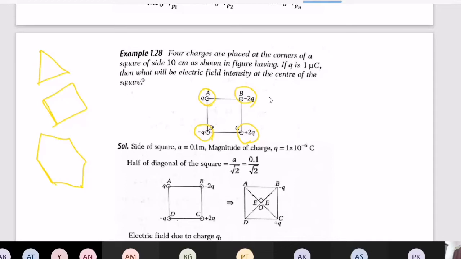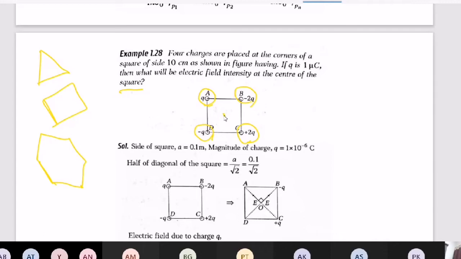I'll try to explain in detail. Please try to understand and do it carefully. See here, what will be the electric field intensity at the center of the square? At the center.